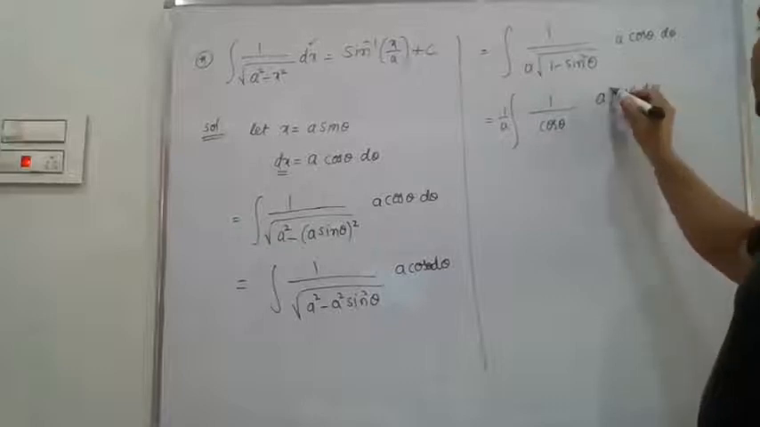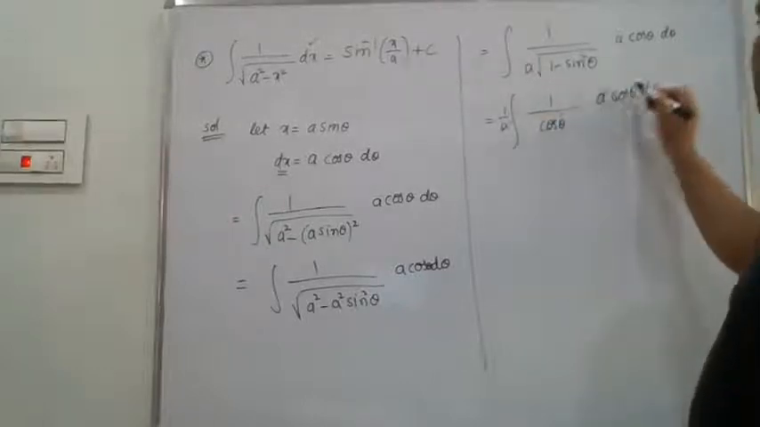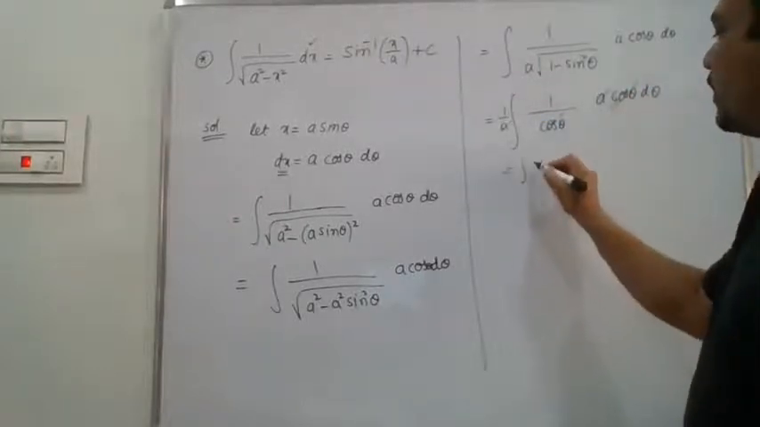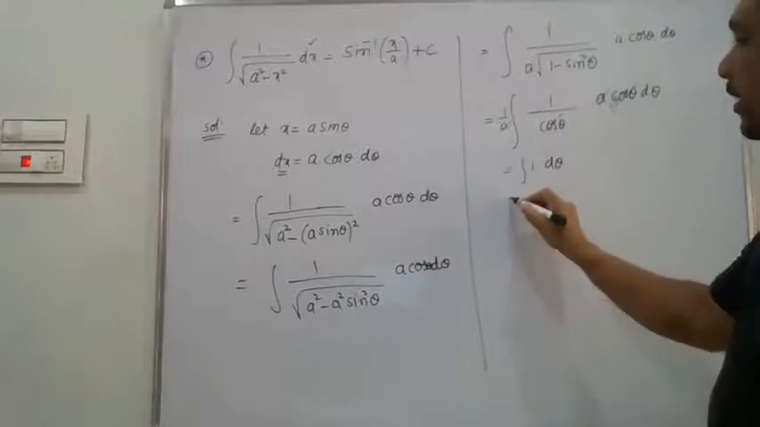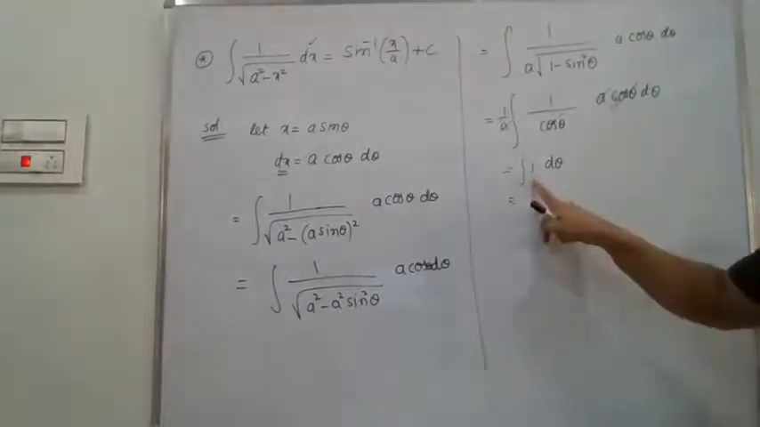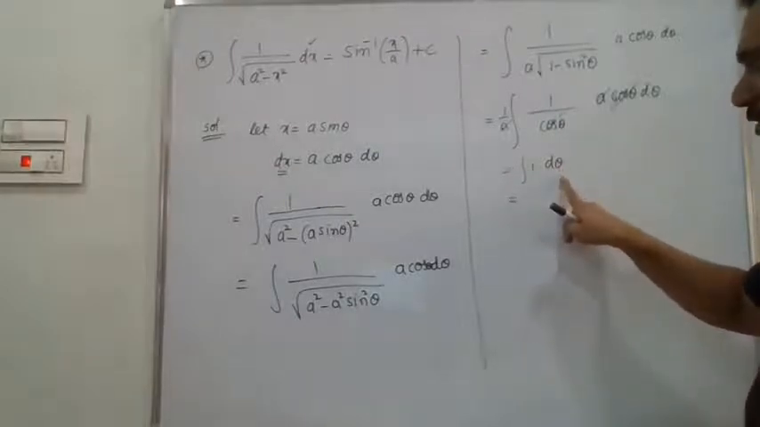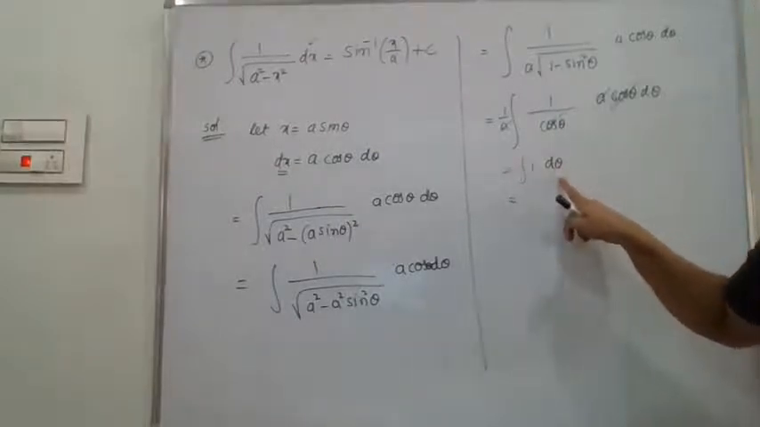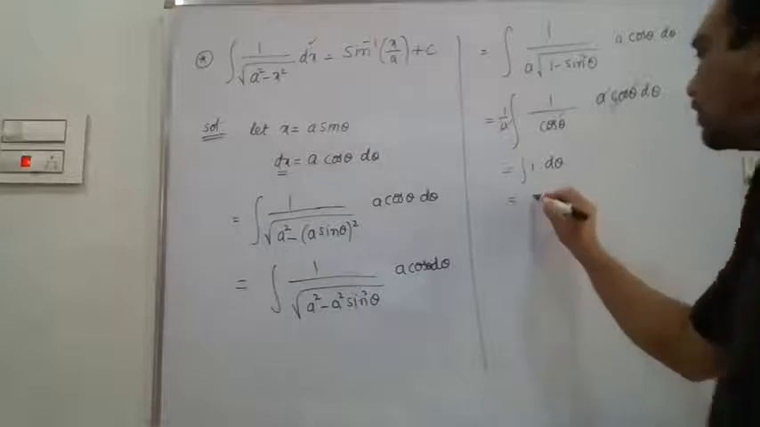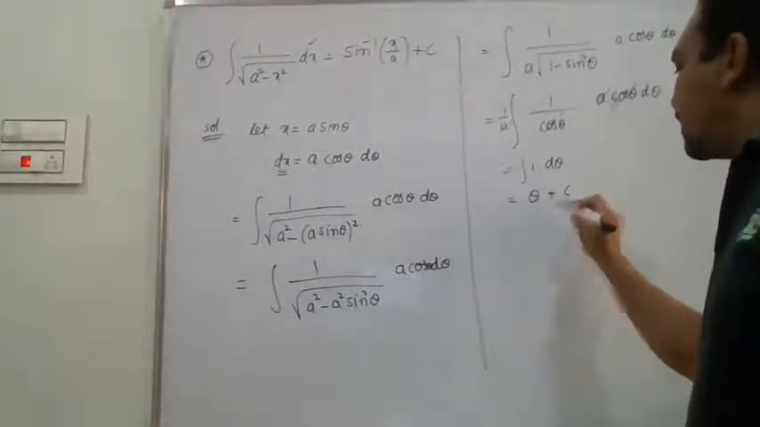d theta. So this a and this a get cancelled. Cos theta and cos theta get cancelled. So left with the integration of 1 d theta. If it is integration of 1 dx, then you will get answer as x. But it is integration with respect to theta, no? So integration of 1 d theta, you will get answer as what? Theta only. So answer is theta plus a constant.